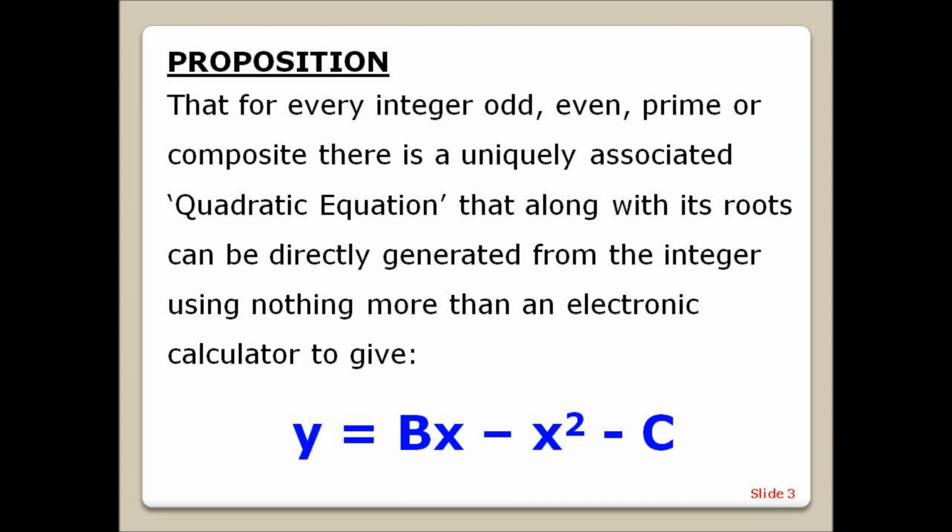Proposition: that for every integer, odd, even, prime or composite, there is a uniquely associated quadratic equation that, along with its roots, can be directly generated from the integer using nothing more than an electronic calculator to give y equals bx minus x squared minus c.